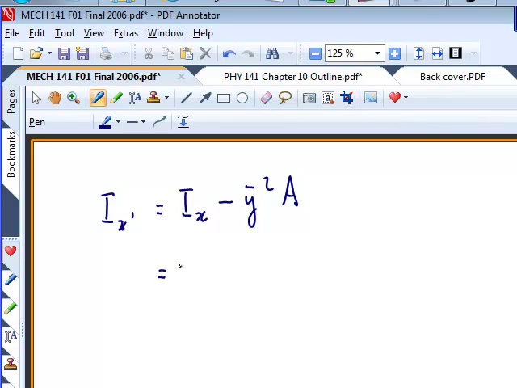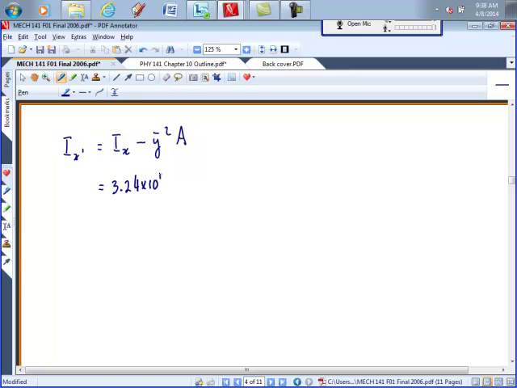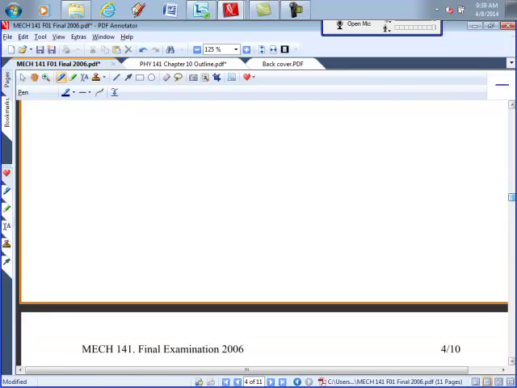So Ix we calculated before was 3.24 times 10 to the 10 millimeters to the fourth. Y bar was 143 millimeters squared times the total area, which we just calculated, 379,600. That gives 2.47 times 10 to the 10 millimeters to the fourth. All right, we're a third of the way through the exam. We're making good time, yeah.